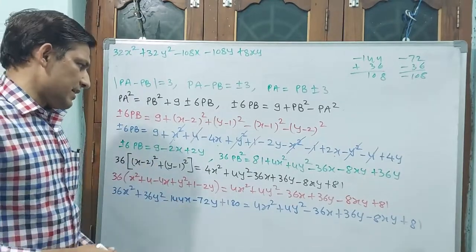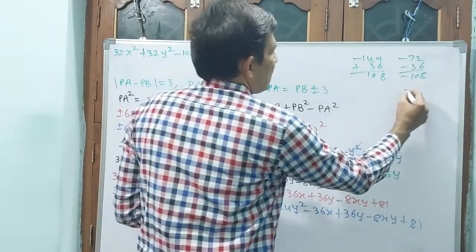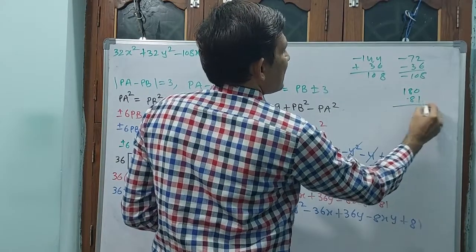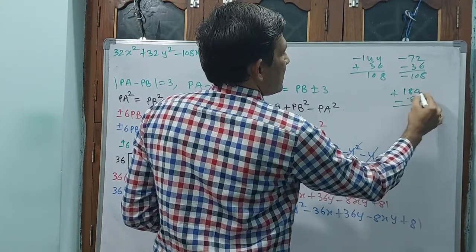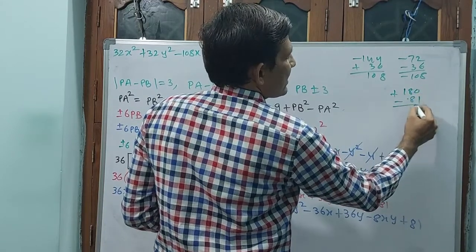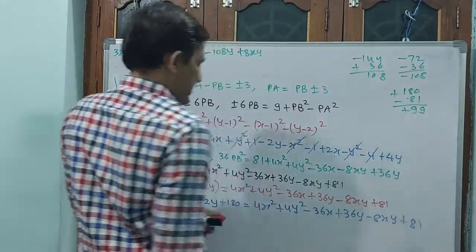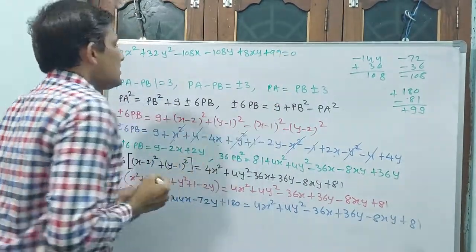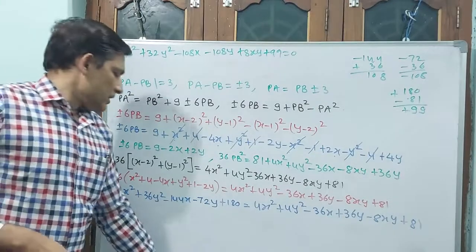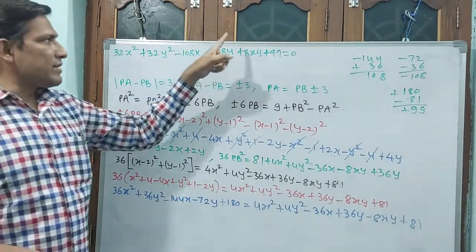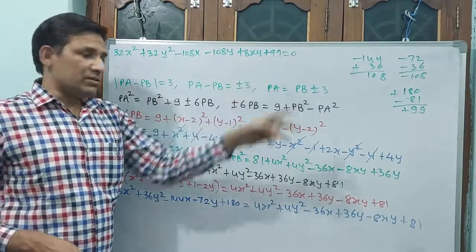Now, 180, shall I send that side? Or shall I bring this side? 180 minus 81. See, 10 minus 1 is 9, 7 will be there, 17 minus 8 is 9. Plus 99. Plus 99 is equal to 0. This is the locus of this equation. Okay. 32x square plus 32y square minus 108x minus 108y plus 8xy plus 99 equal to 0 is the locus of this equation.